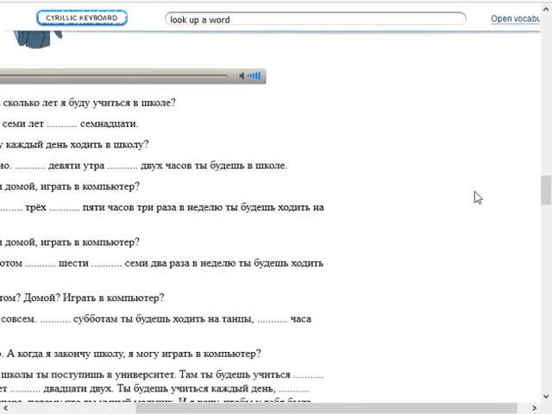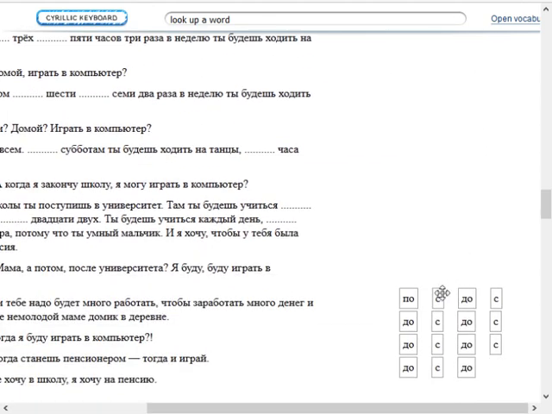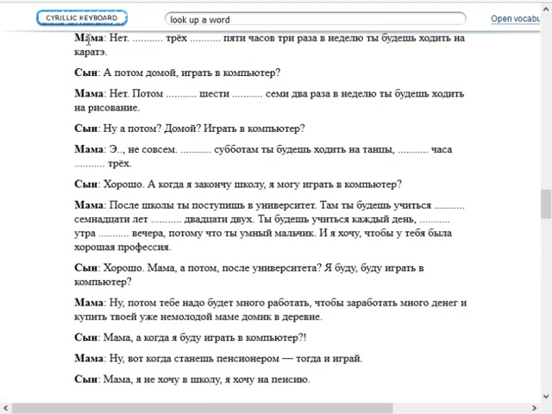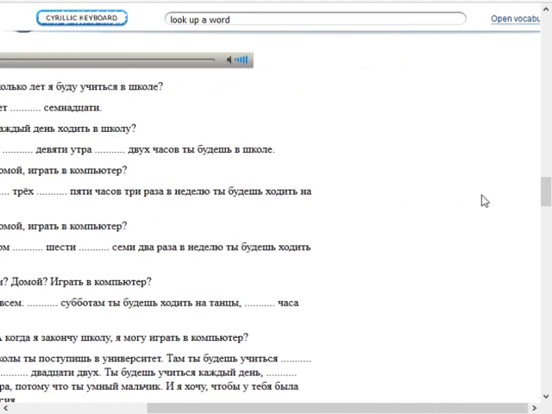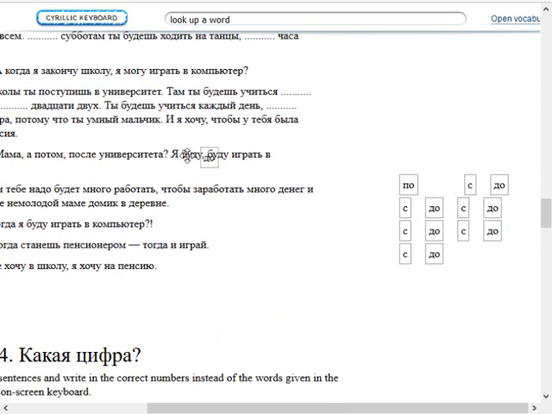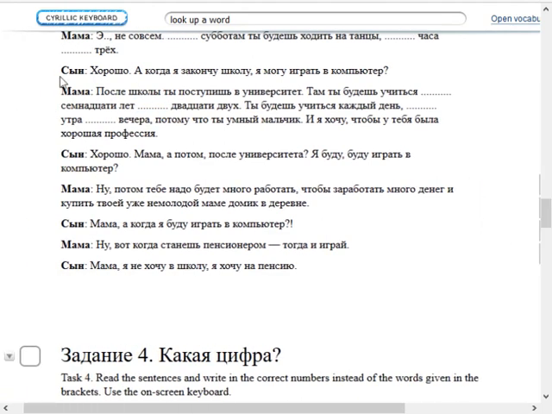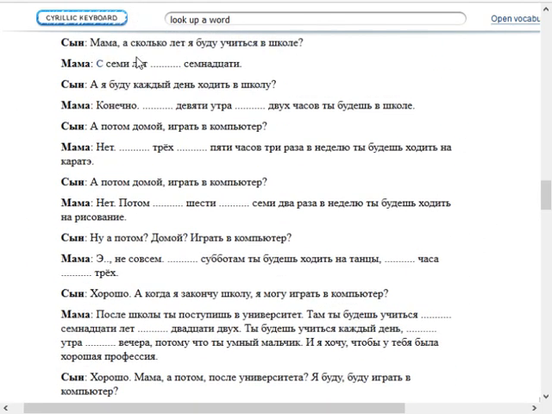Okay, so, boy, they've got the longer dialogue. They've got the stuff to fill in all the way down there. С 7 лет, and then I believe it was до 17. Yeah, it was до 17. So let's go up here. С 7 лет до 17. From age of 7 to the age of 17.